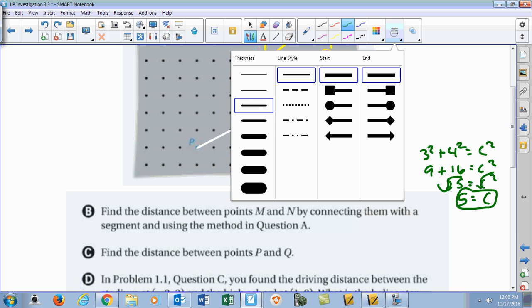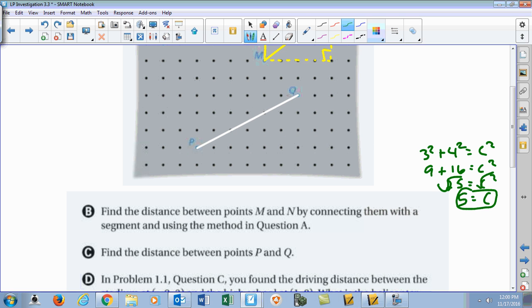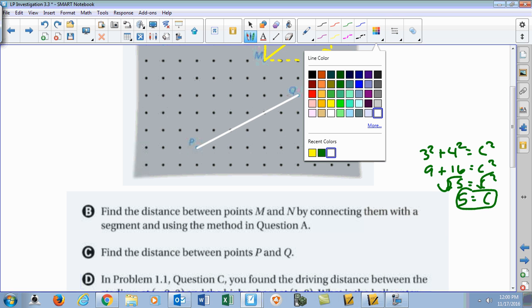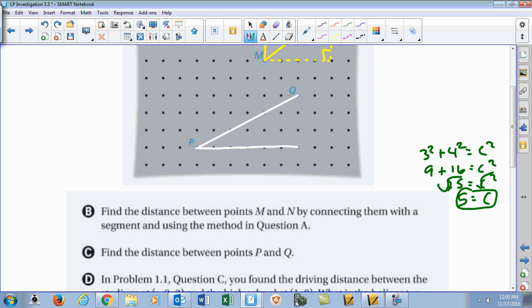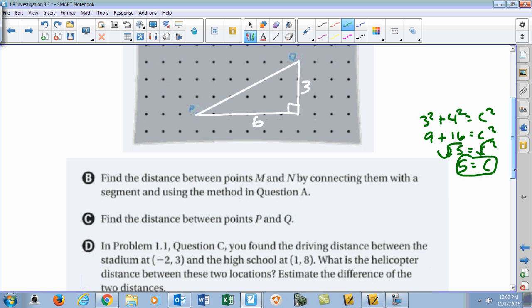For the PQ, and again, I'll just go the other direction. Since we went up, I'll go this way now. And again, a horizontal and vertical line form a right angle. So here are my legs that we just drew. So 1, 2, 3, 4, 5, 6, and 3. So if our legs are at 6 and 3, 3 squared plus 6 squared equals c squared.